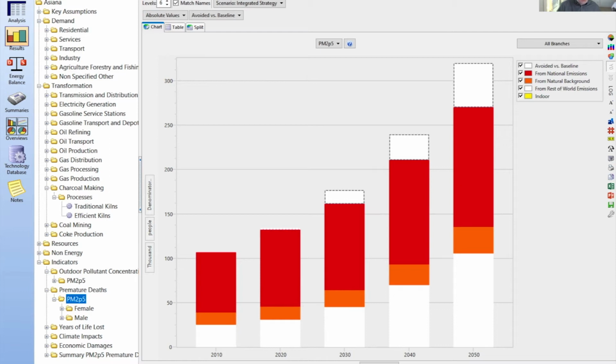Unfortunately, the picture is not quite so rosy when we look at mortality. Only about 15% of premature mortality is avoided in 2050. This is largely due to aging populations and the stable emissions coming from other countries and the natural background. But it's also due to the exposures occurring mainly on the relatively flat part of the relative risk curves coming from the Global Burden of Disease study.